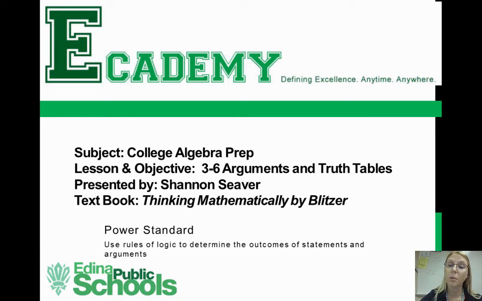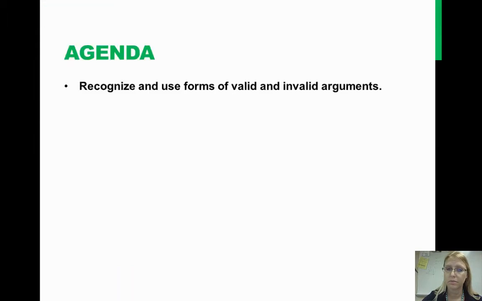Today we are looking at Part B of Section 3.6, Arguments and Truth Tables. We're going to recognize and use forms of valid and invalid arguments so that we don't even have to do a truth table to figure out if something is valid or not.